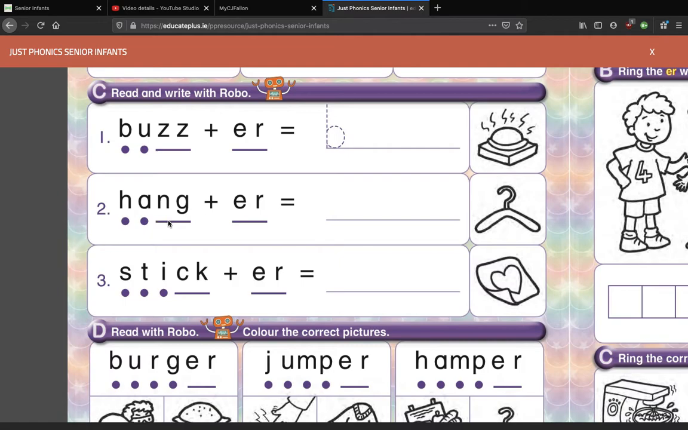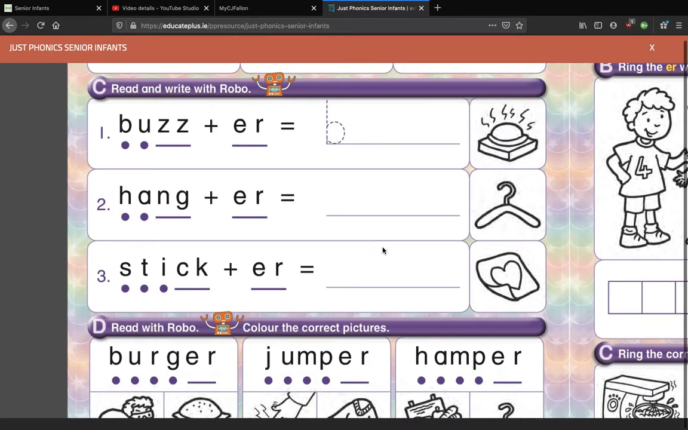H, a, ng, hang. So each of these is a word on its own. We've got buzz, hang, and stick, but we're adding on to each of them. So you can write down the full word then along on the line.